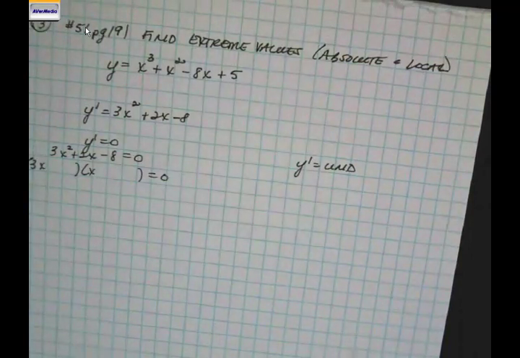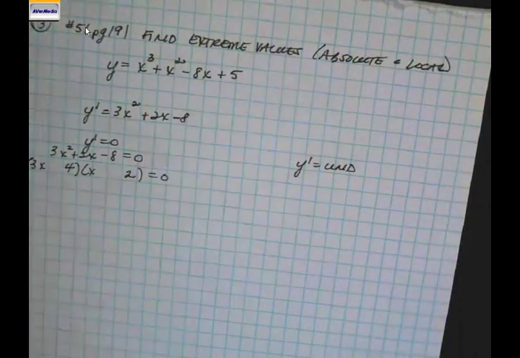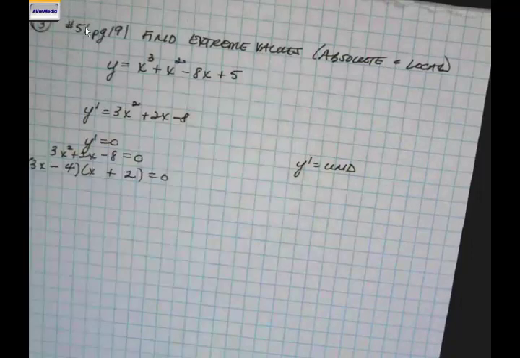Two and 4, 4 and 2, positive 6 and a subtraction of 4. There it is.